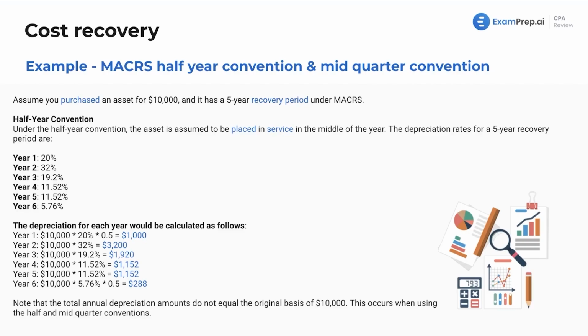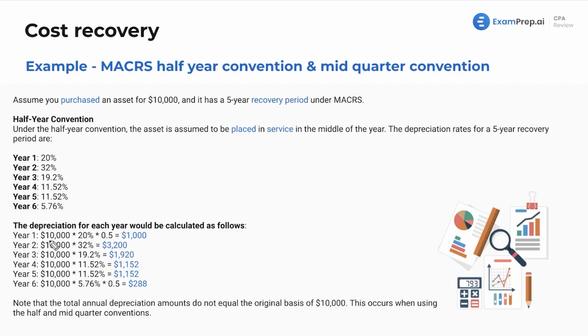All right, coming along here. Assume you purchased an asset for $10,000. It's got a 5-year recovery period under MACRS. Under the half-year convention, the asset is assumed to be placed into service in the middle of the year, and the depreciation rates for a 5-year recovery period are as follows. You see these amounts, you might be starting to get a little familiar with the percentages as well. Again, just taking another look at how this works mathematically. We take that $10,000 and just run it through those percentages.